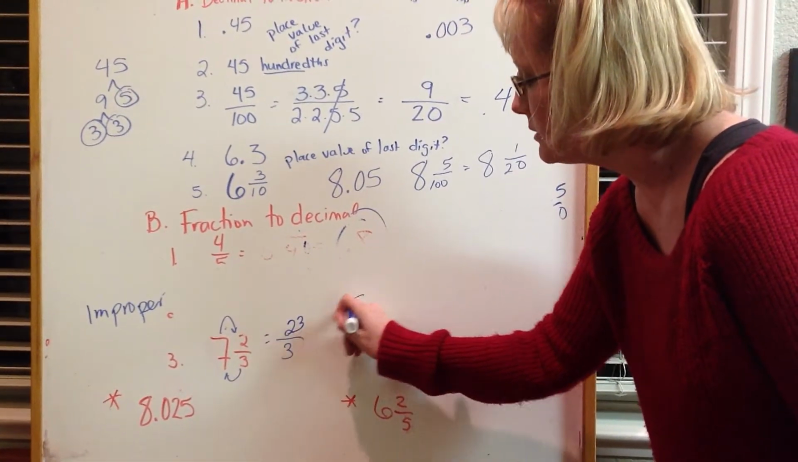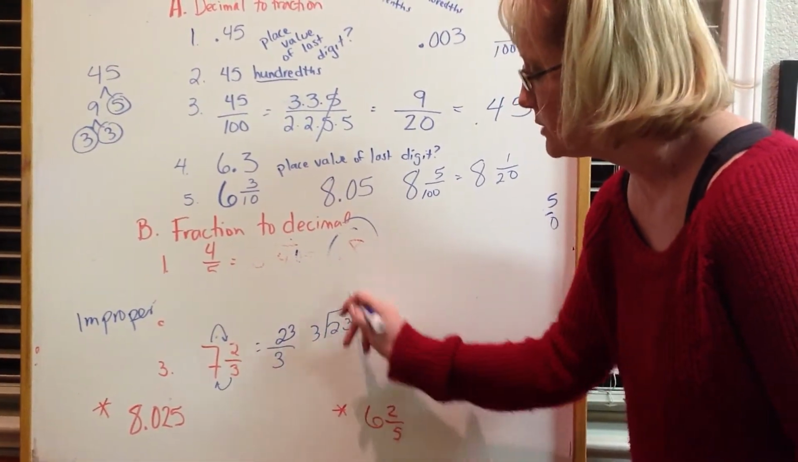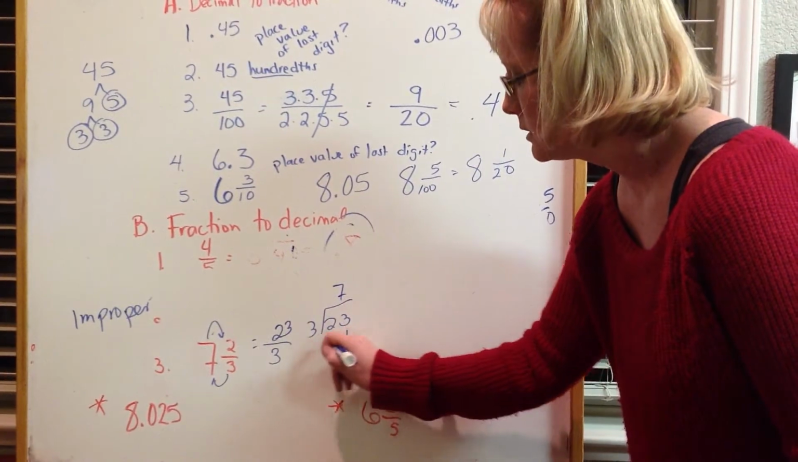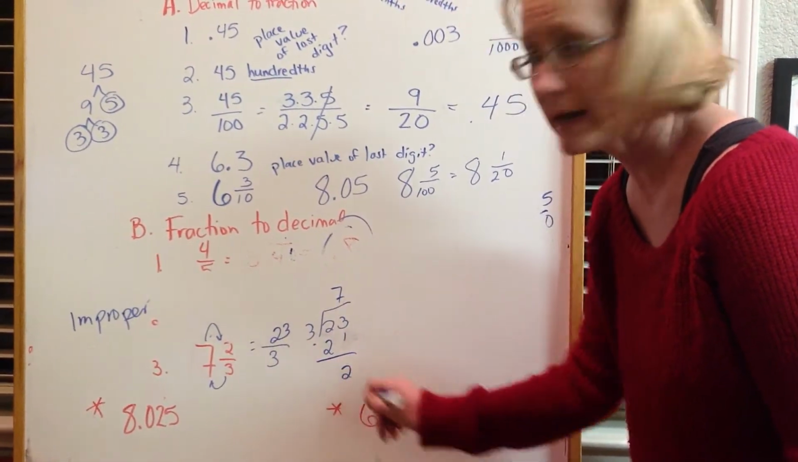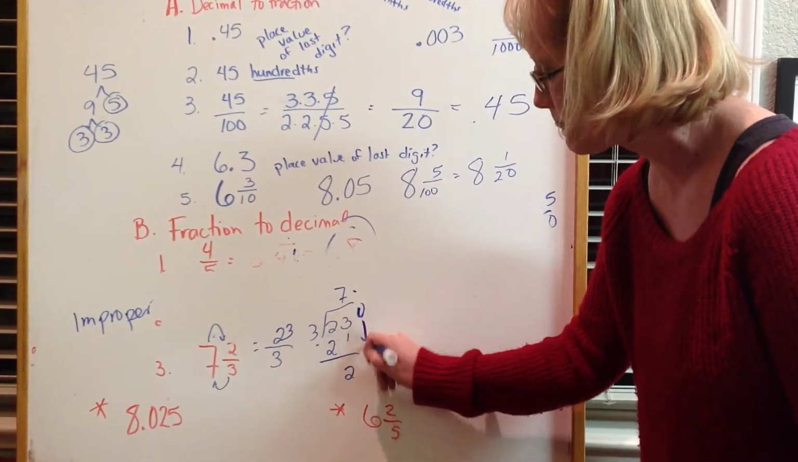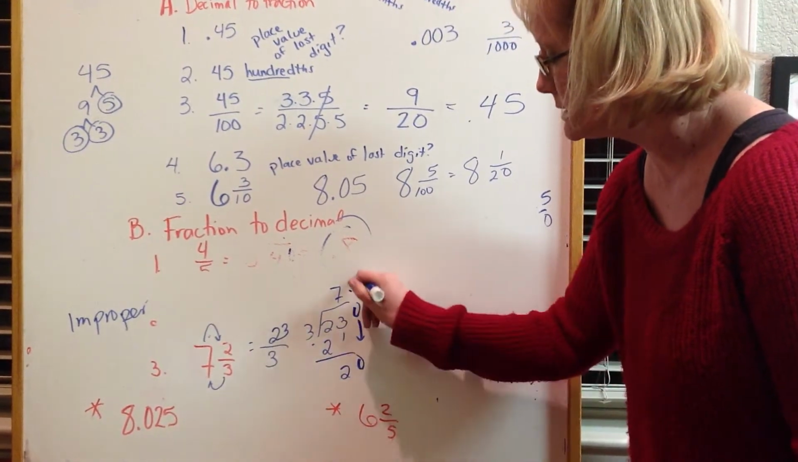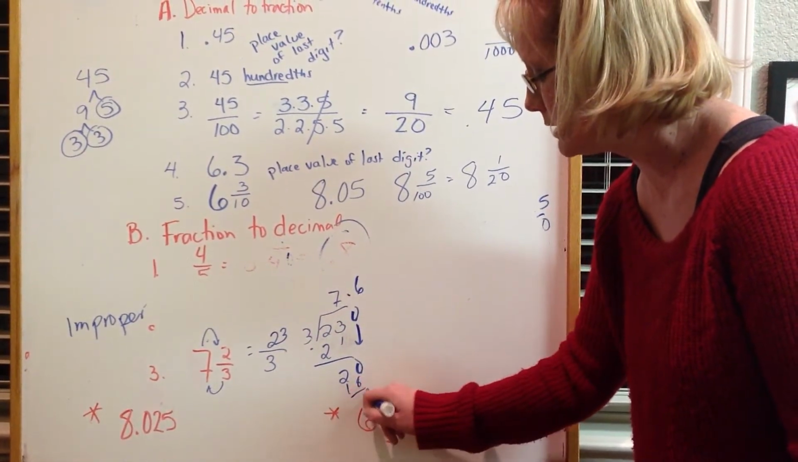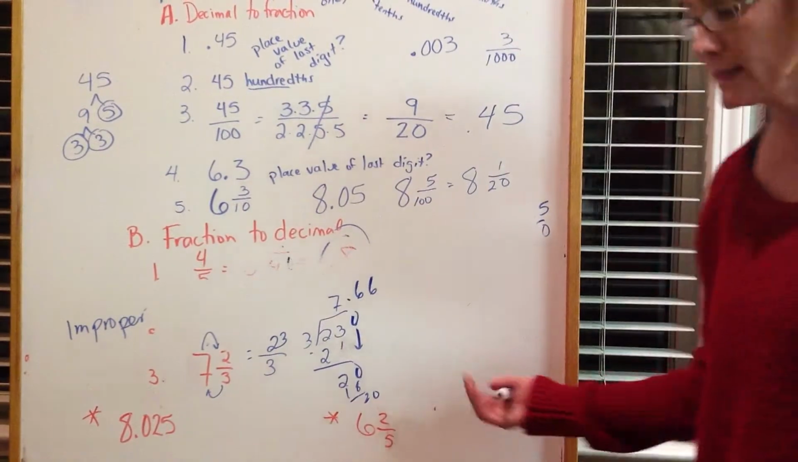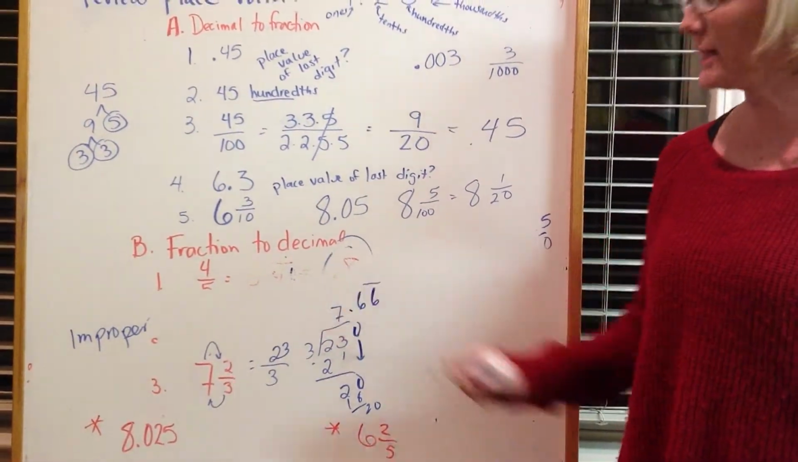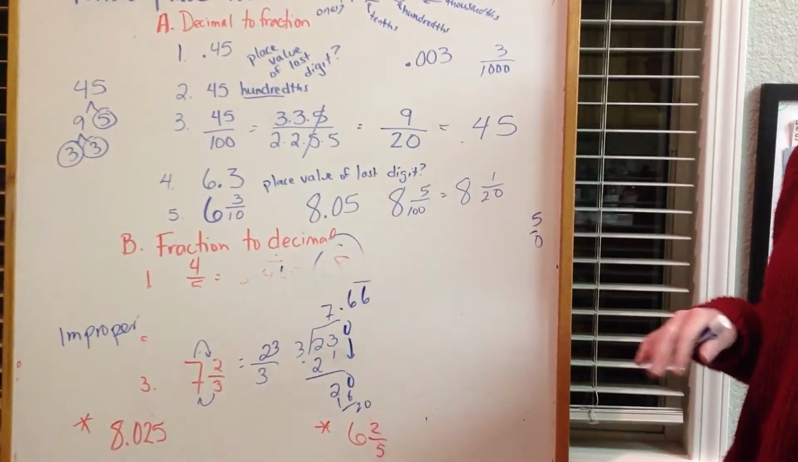23 divided by 3. 3 can go into 23 7 times. We subtract, we get a 2. We can't have a remainder, so we add a decimal and a 0. 3 can go into 20 6 times. We get 18. Oh, another 0. It's going to keep going forever and ever. 6, 6, 6, 6, 6. So we're going to add a line over it. That means it keeps repeating.